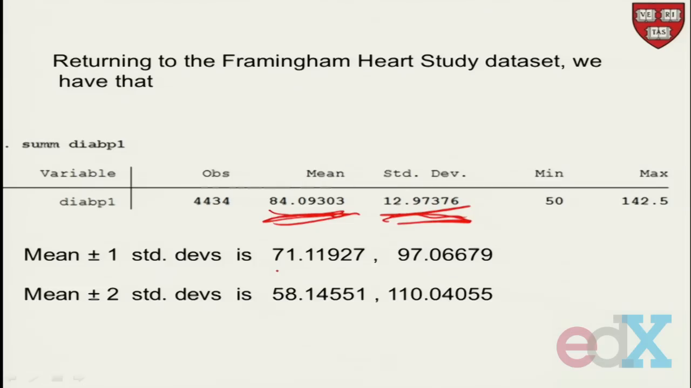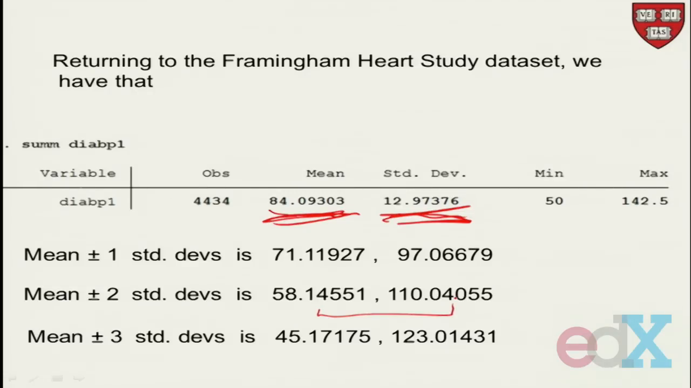If I do mean plus or minus 2 standard deviations, then it goes from 54.15, let's say, to 110.04. So this interval here, mean plus or minus 2 standard deviations, should approximately encompass 95% of the data. And mean plus or minus 3 standard deviations, this should be almost all the data.